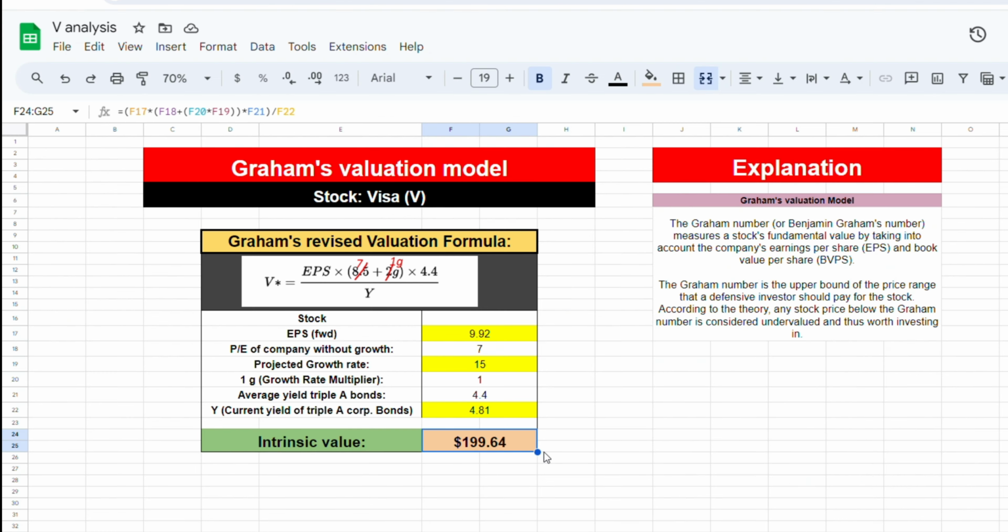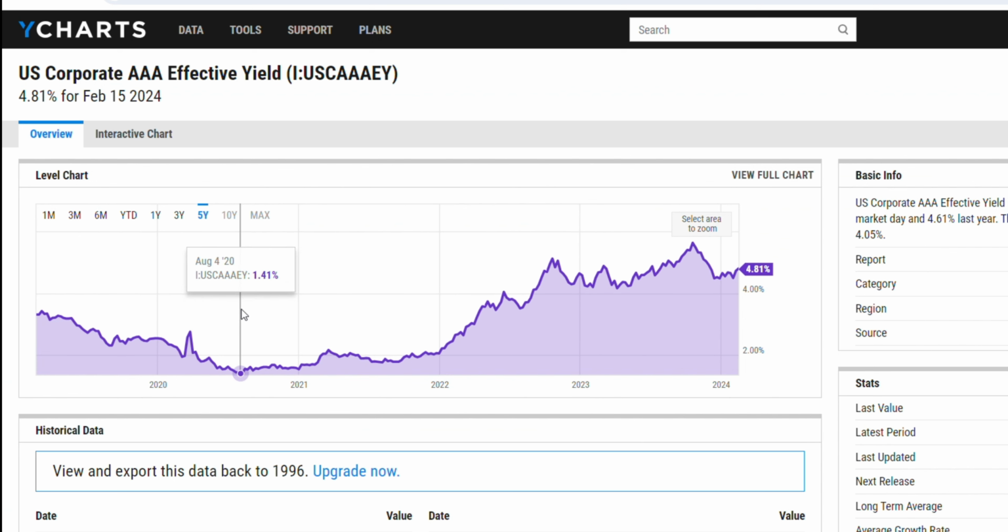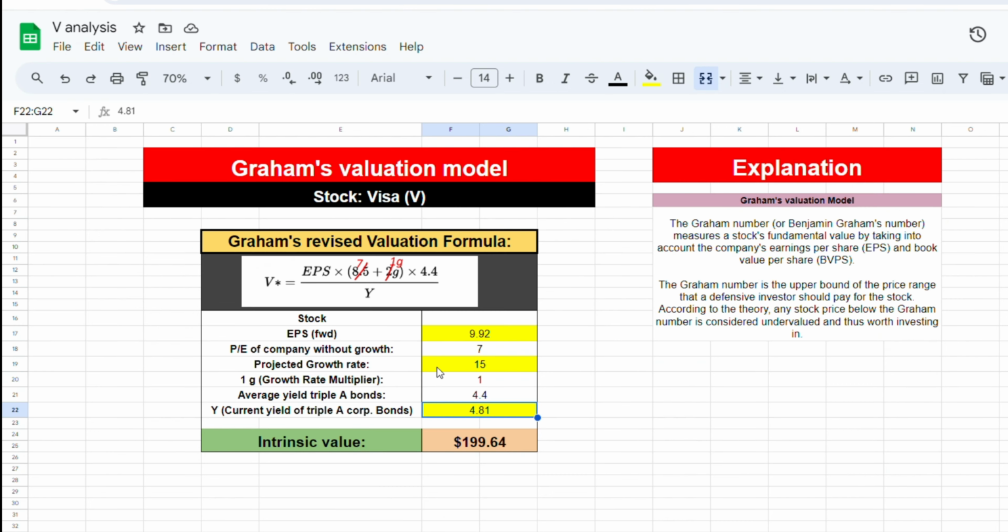we come to an intrinsic value of just shy of $200, which to me is on the lower end as this model is very reliant on the yield on AAA bonds. When we would have evaluated Visa using this model, say in 2020, the yield would only be 1.4%. When we plug that into this formula, the value would change a lot, to $685.